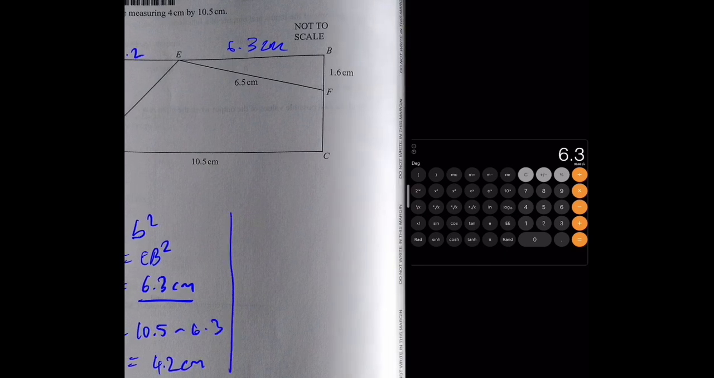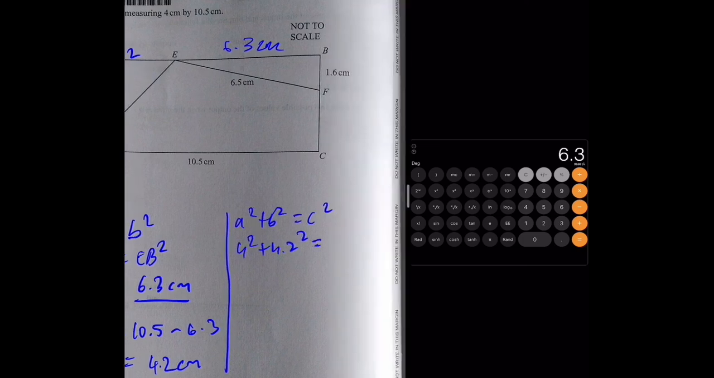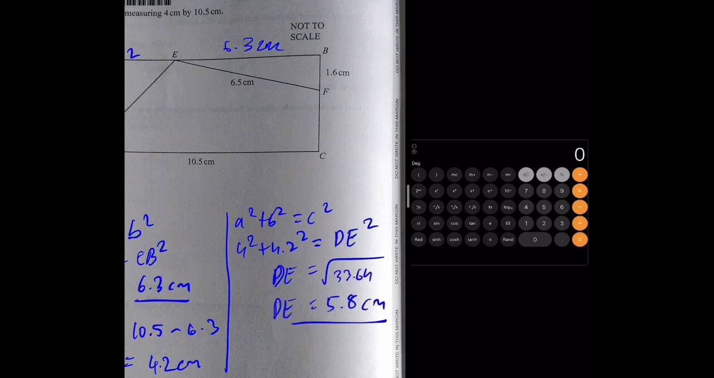So it's 4.2. Here we have another right angle triangle. So we can also use Pythagoras theorem. But now we are going to add the two sides because we want to find the hypotenuse. Add the squares of the two sides, then find the square root. So it's 5.8 centimeters.